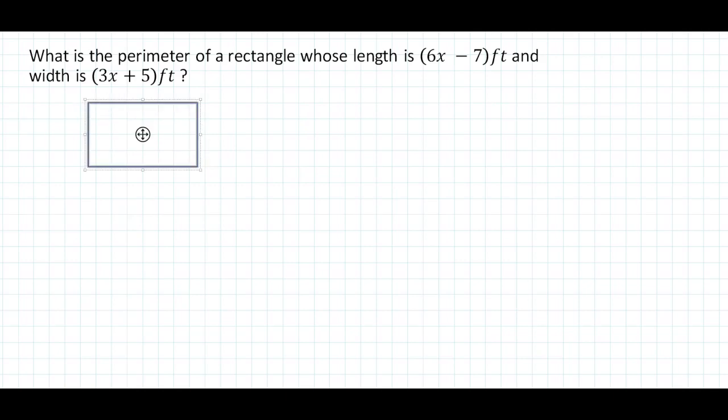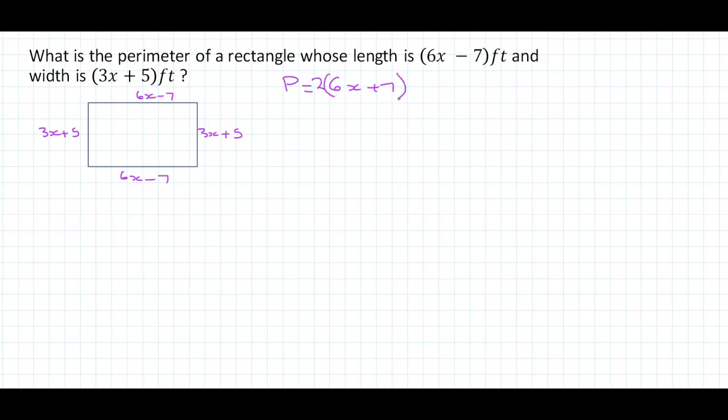Okay, so that's our rectangle. We have length is 6x minus 7, width is 3x plus 5. So we said earlier that you have 3x plus 5 here as well, and then you have 6x minus 7 here as well. So perimeter is the length of all the sides, so which is going to be 6x plus 7. Remember I said you can actually multiply by 2 because there are two instances here.